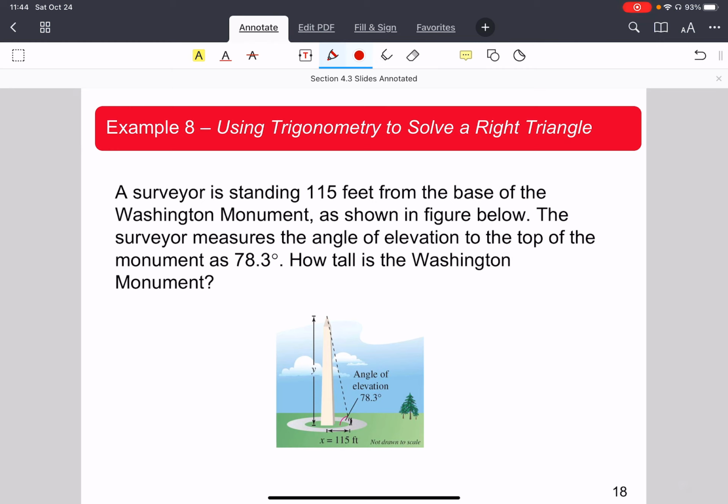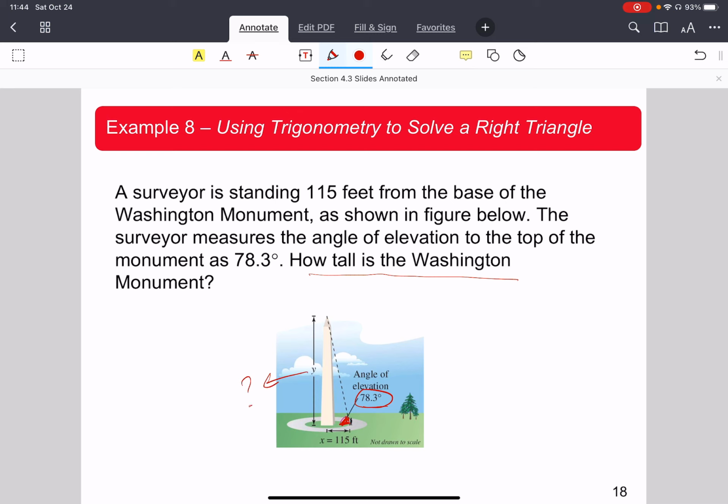We have a person who is standing 115 feet from the base of the Washington Monument, as shown in the figure below. The surveyor measures the angle of elevation to the top of the monument as 78.3 degrees. You can see the angle right here is 78.3 degrees. The question asks, how tall is the Washington Monument? In other words, we need to find what y is.